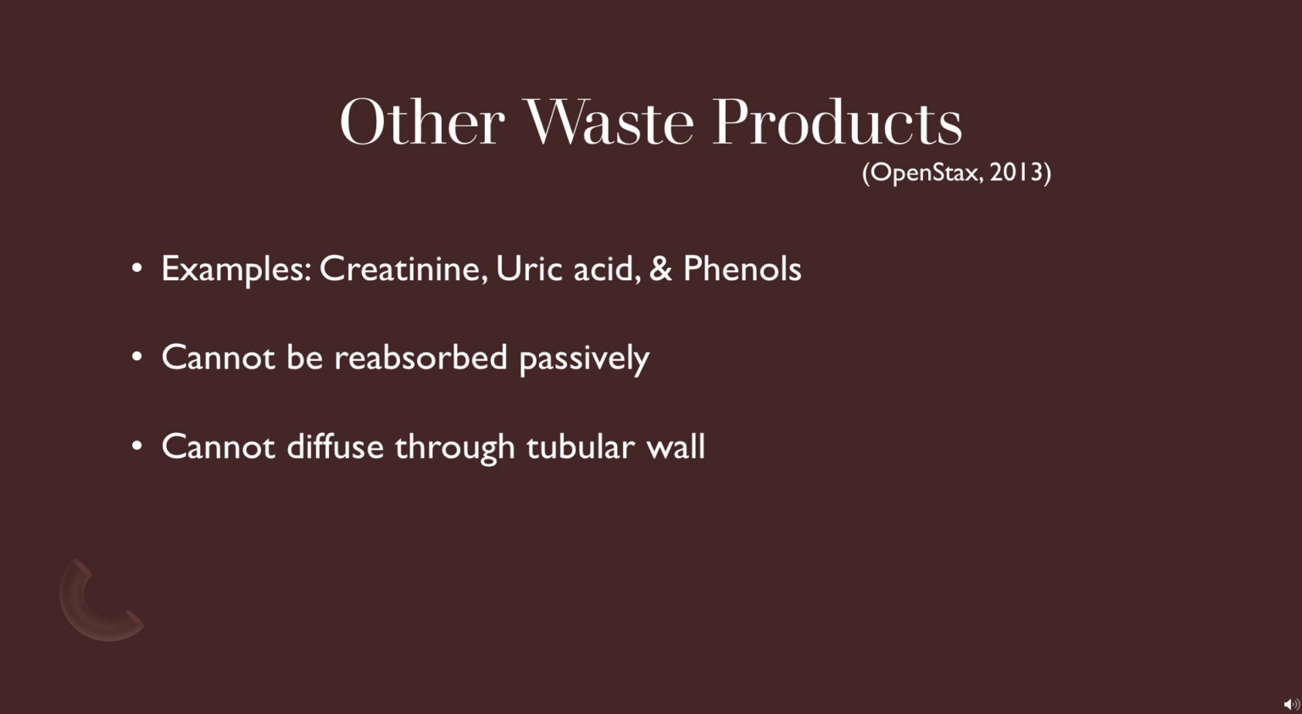The other waste products, such as creatinine, uric acid, and phenols, remain in the tubules until they are excreted in highly concentrated form in the urine. This process of excretion is able to proceed at a satisfactory rate when renal function is normal.